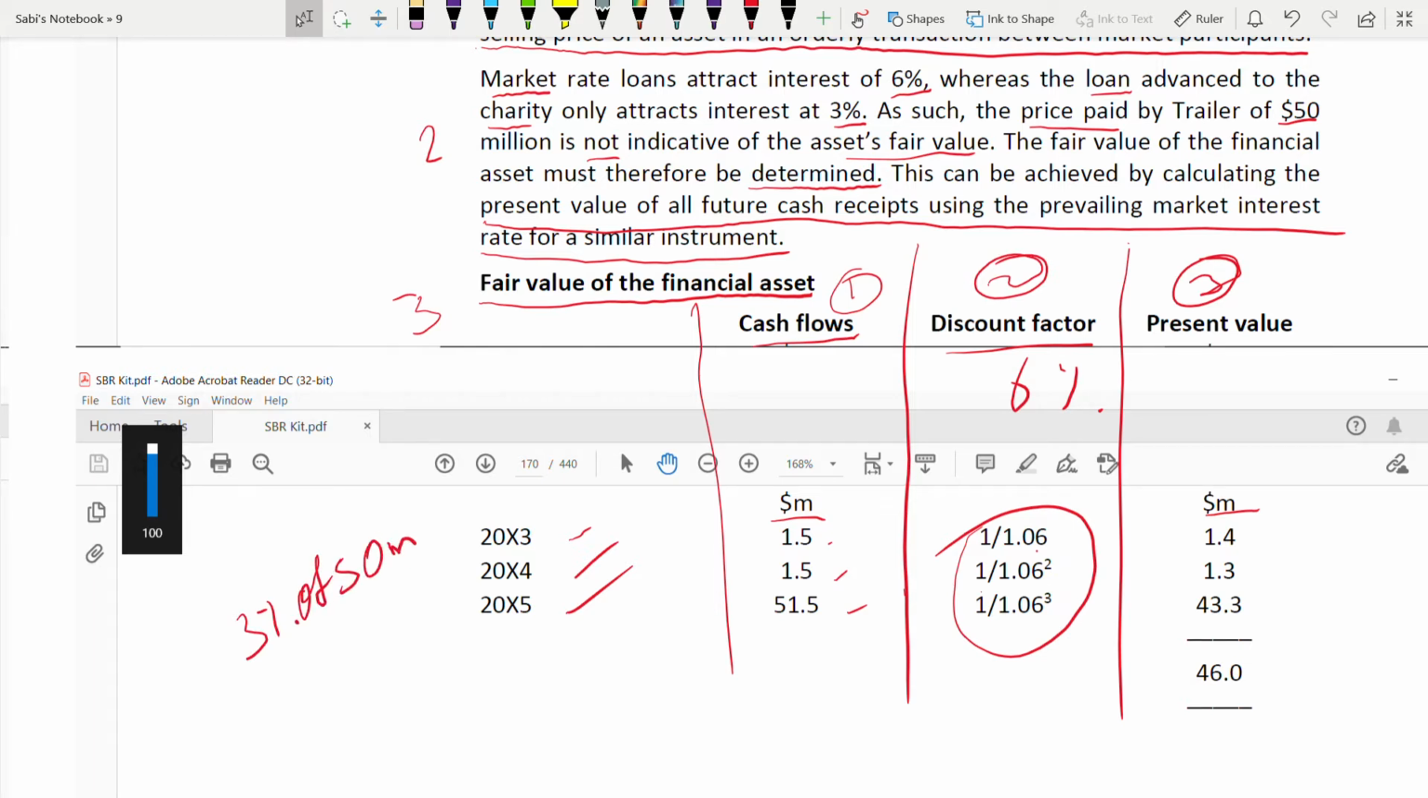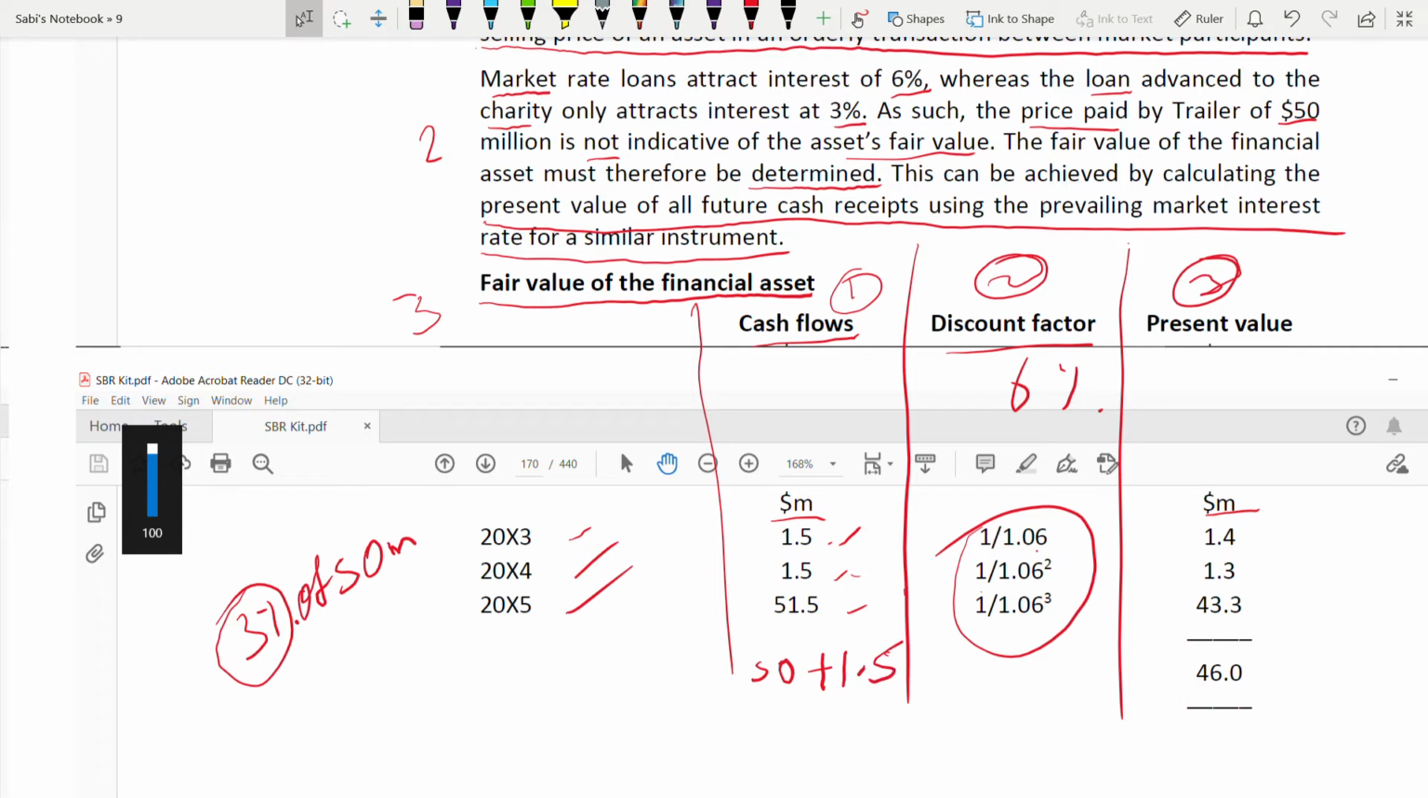Why 3% of 50 million? Because you have attracted interest at 3%, the lower rate. It's a loan to charity, no? So the interest will not change, only the discount factor, 6%. You only use the market rate for the discount factor to find the fair value, not the interest. Interest will remain 3% only. So 3% of 50 million is 1.5. First year 1.5, second year 1.5, third year 50 plus 1.5, because 50 is the amount of the loan with the interest. That's why 51.5.